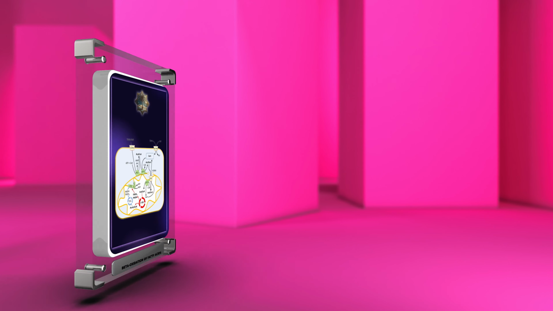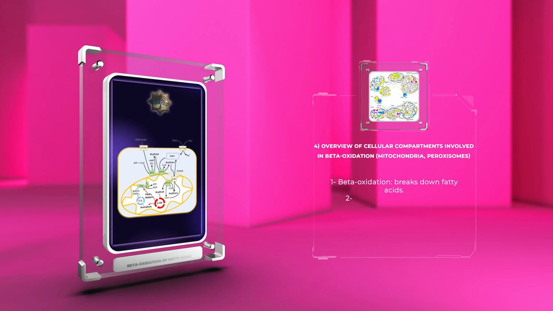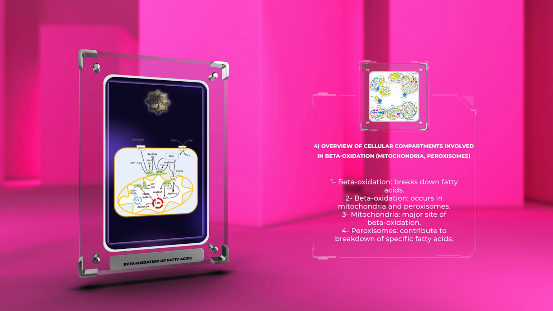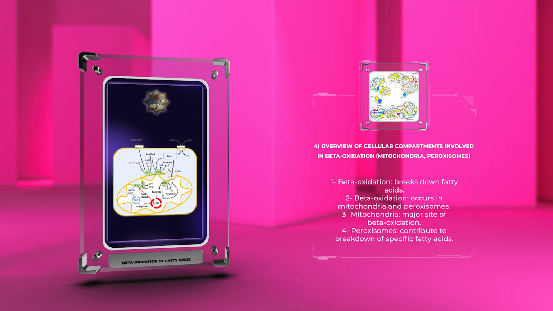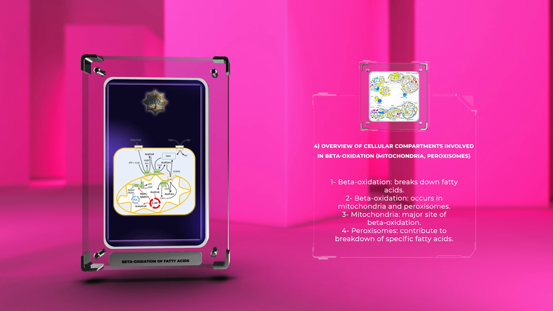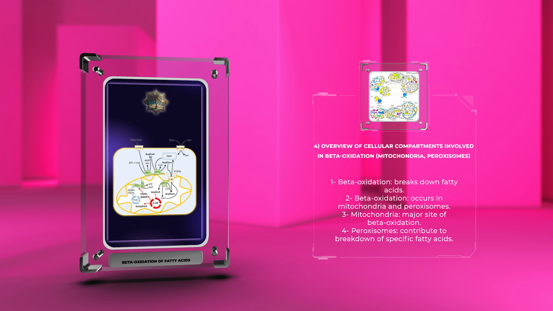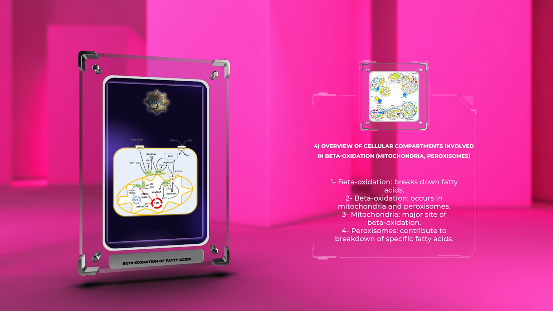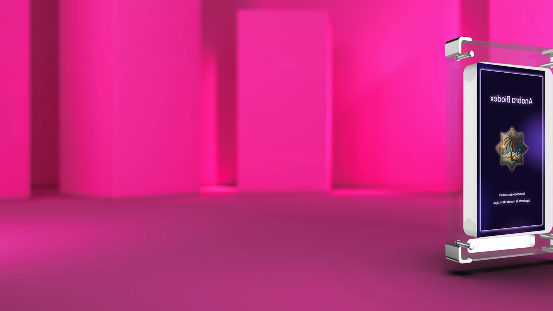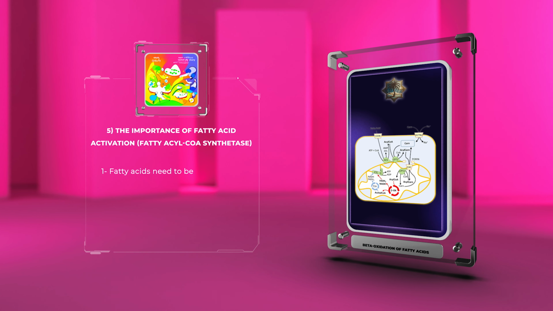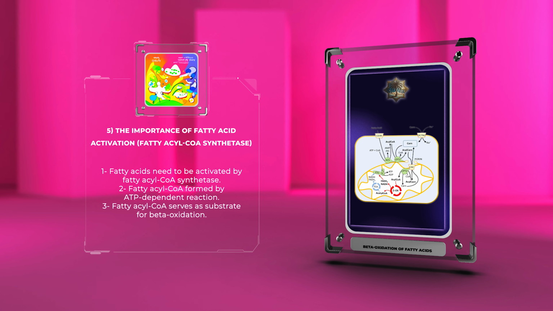Beta oxidation, the process by which fatty acids are broken down to generate energy, takes place in different cellular compartments, primarily the mitochondria and peroxisomes. The mitochondria are the major site of beta oxidation, while peroxisomes also contribute to the breakdown of specific types of fatty acids.